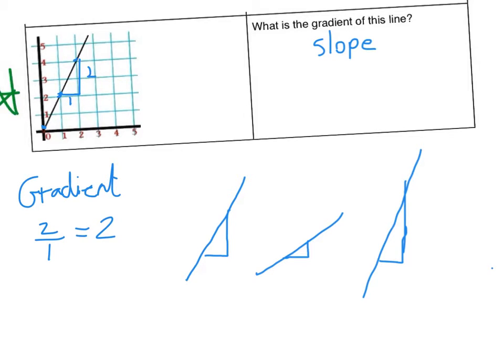I could have done this, that one there, in which case it would have been 4 over 2. Now 4 over 2 would still give me a gradient of 2. So it doesn't matter where you take that triangle, you'll always get a gradient of 2.